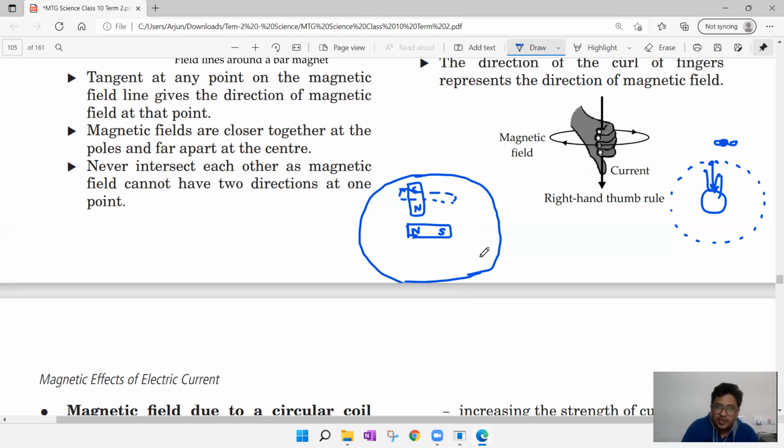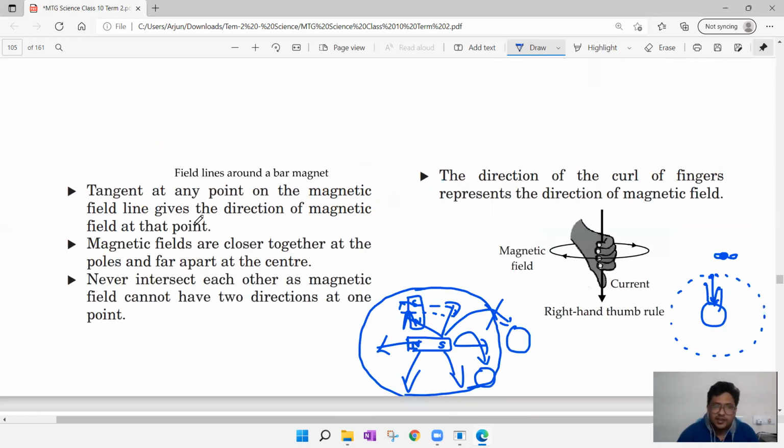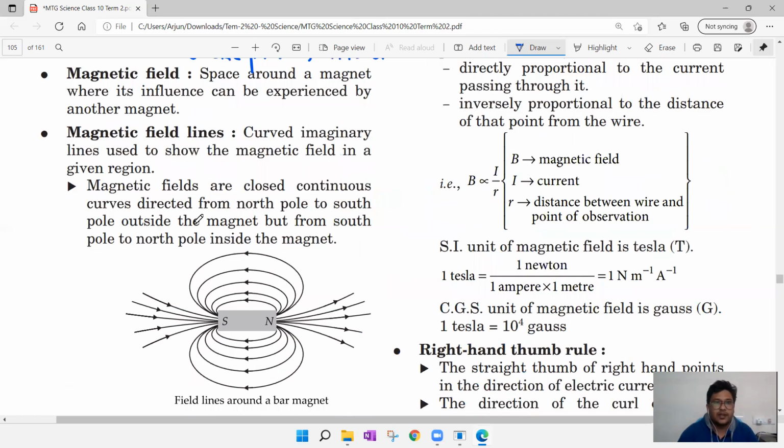Or if you place a compass needle here, this magnet will show influence on this compass needle. But if you place the compass needle here, this magnet cannot show its influence on that compass needle, because that compass needle is out of the range, out of the magnetic field. So the area or the region or the space around a magnet where this magnet can show its influence, either attraction or repulsion, that is known as magnetic field. Simply to say, the field around a magnet is known as magnetic field.